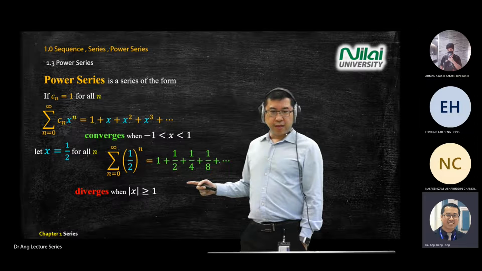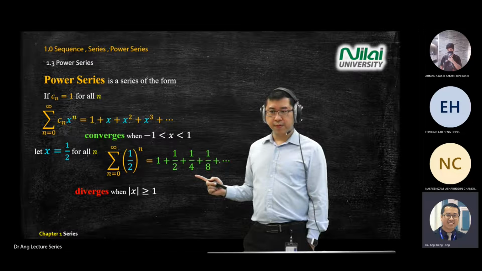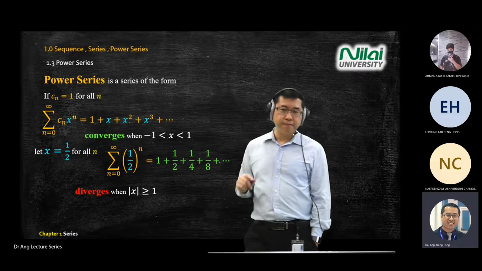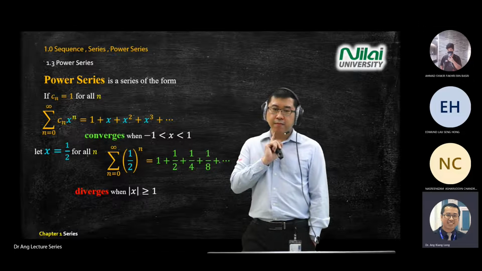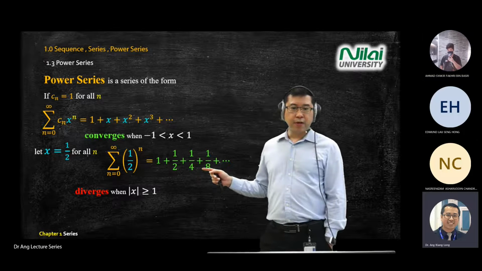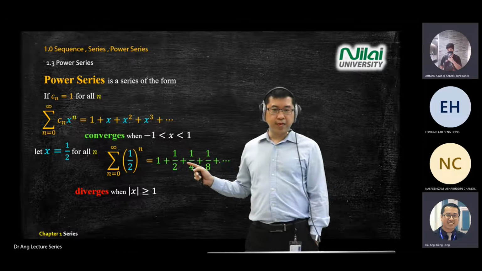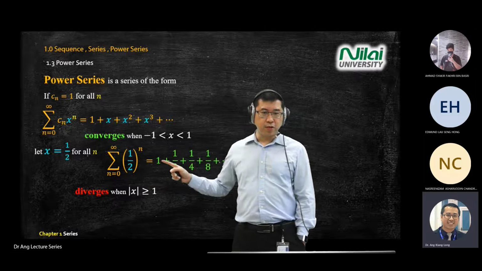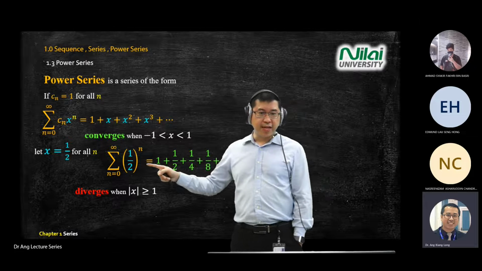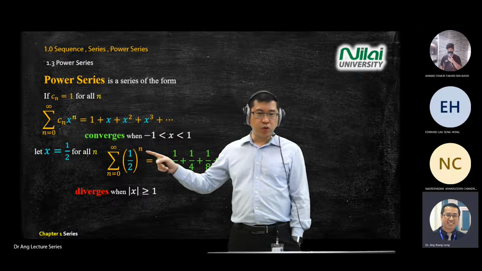Now, I give Shakir one more chance to respond. Shakir, are you in the class? Hello. Yeah, Shakir. How do you get 1 over 4? What is your number n? How do you get 1 over 4 from this equation? So the third number in the power series, your n becomes 2. Okay, 1 over 2 power 2, you get 1 over 4.